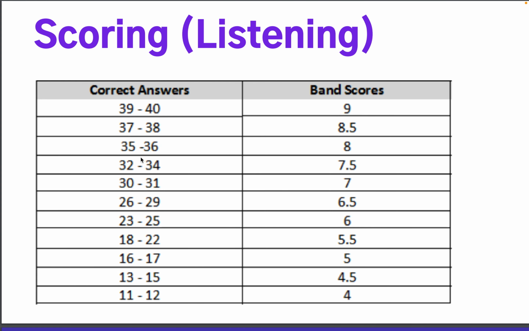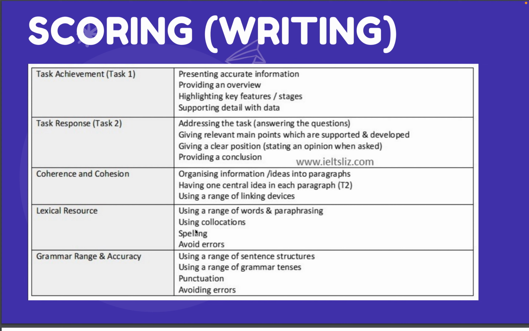The second thing is scoring of listening. Now, listening scoring is very simple. So, in the listening part, the total number of questions is 40. And out of these 40 questions, if you get 39 to 40 answers correct, you will get 9 bands. If you get 37 to 38 answers correct, you will get 8.5 bands, and so on. So, it's fairly simple.